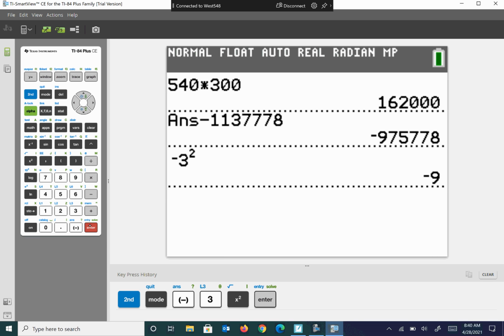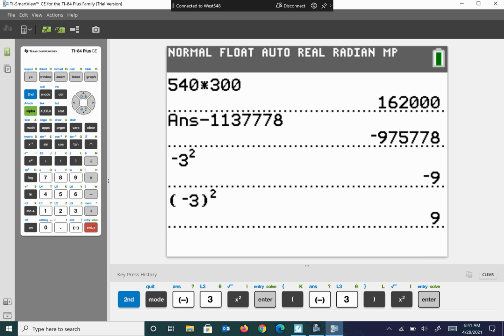It usually doesn't do that on the calculator. No, it always does it on a calculator. It does it wrong on the calculator because this is squaring the 3, not the negative. So in order to put this in the calculator correctly, that's what we all know.